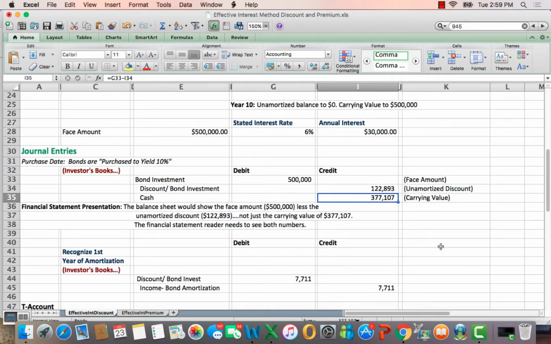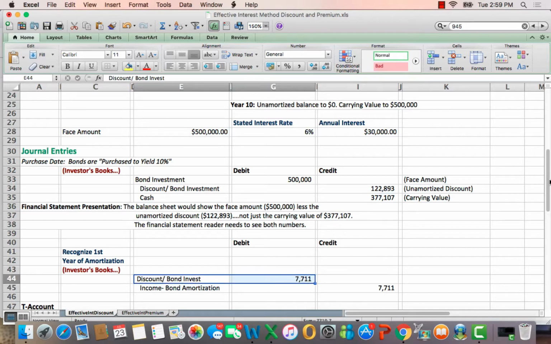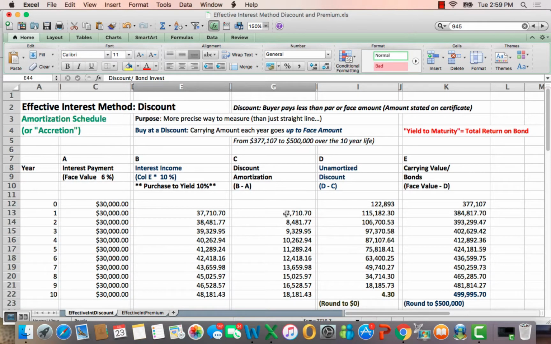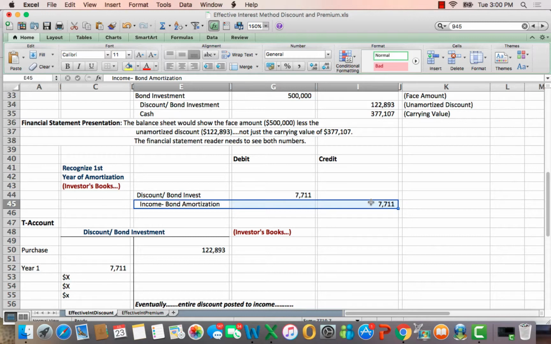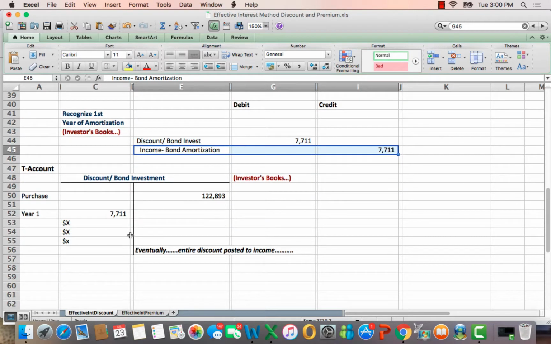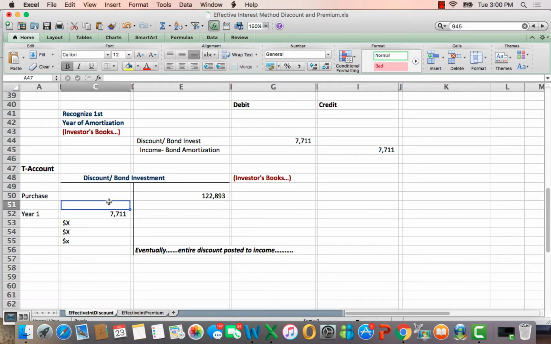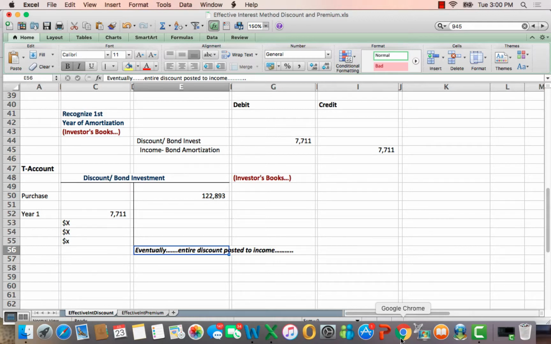And then each year, as we amortize, we debit an account called discount for bond amortization. There's the 7,711 from up here with rounding. And we move that into income because we're earning additional income as an investor because of the difference between the discount and what we get at face value, what we get at maturity at face value. So if you think about a T account over time, gradually the bond discount is going to be debited down to zero, and all of that discount amount is going to be posted to income.